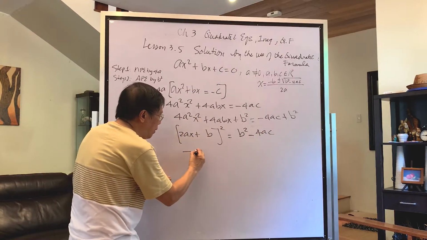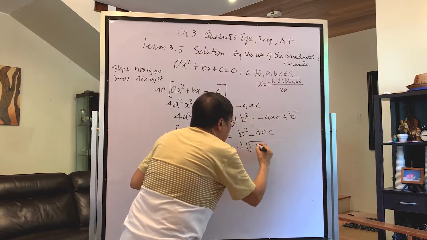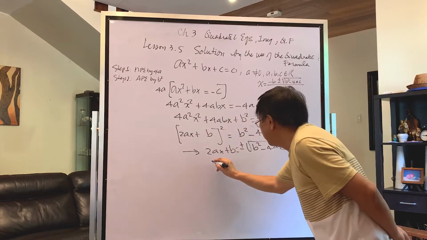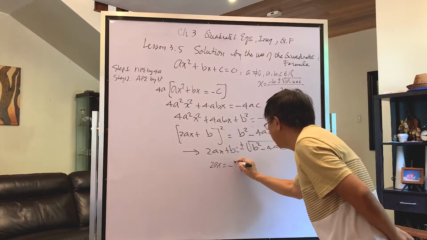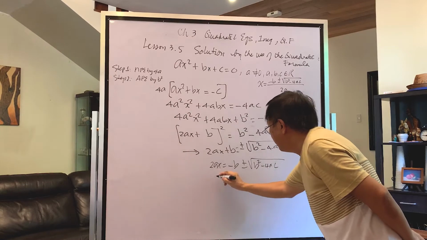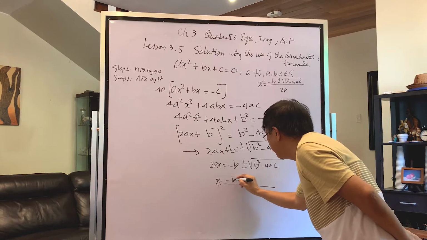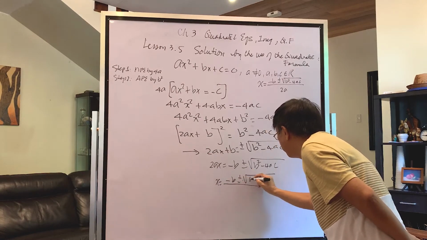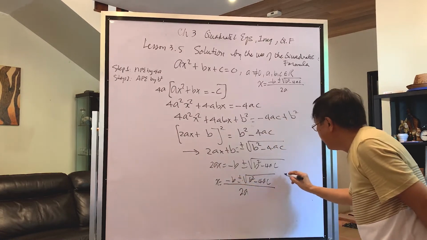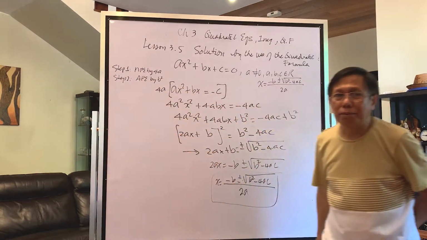Extracting the roots, this implies 2ax plus b equals plus or minus the square root of b squared minus 4ac. Solving for x, this will give me 2ax equals negative b plus or minus the square root of b squared minus 4ac. And MPE again will give me x equals, this is the division line, negative b plus or minus the square root of b squared minus 4ac all over the coefficient 2a. So here is our quadratic formula derived by using this method of completing the square.